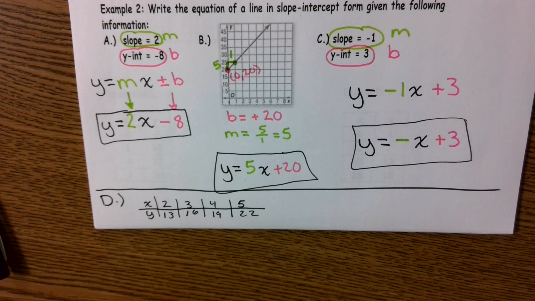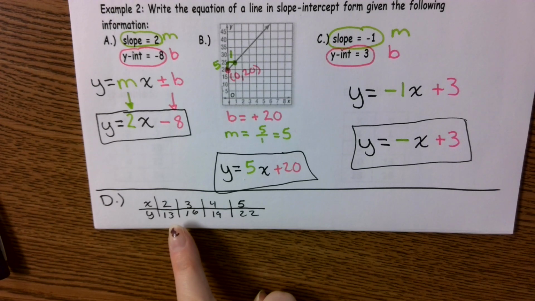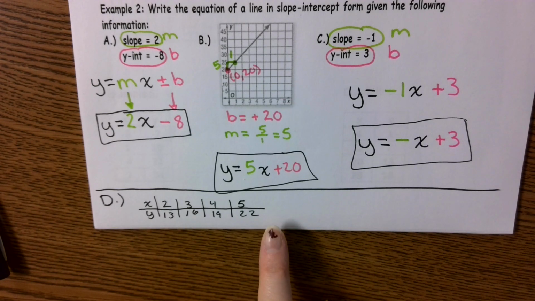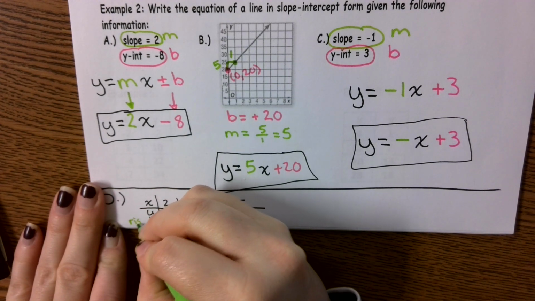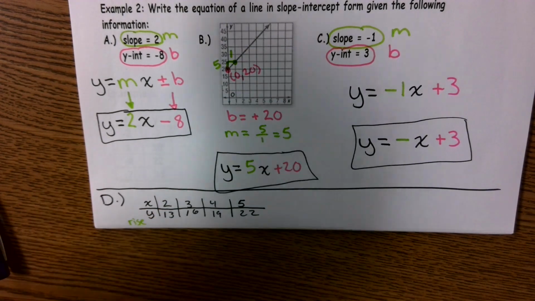So the first thing that we have to do is identify what the slope is going to be. When we identify the slope, remember it's the change of y over the change of x, the rise over the run. So for our rise, I'm going to put rise down here at the bottom.